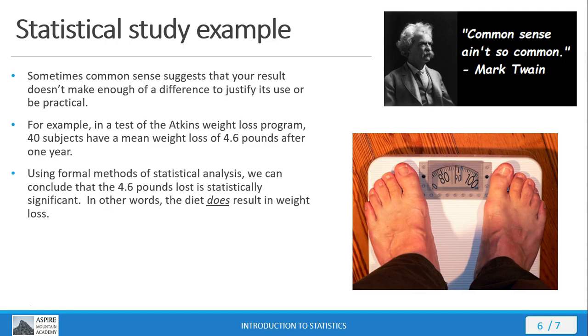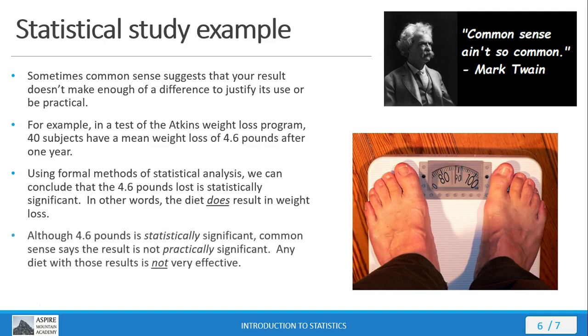If you said it means the results are very unlikely to occur by random chance, you're right. Here in this case, it means that the average weight loss of 4.6 pounds was very unlikely to occur randomly or by chance. Now, how many of you would sign up for a weight loss program where the average weight loss after 1 year was 4.6 pounds? I know I wouldn't. So, although 4.6 pounds of weight loss is statistically significant, common sense says that result isn't practically significant. Any diet with those kind of results is clearly not very effective.